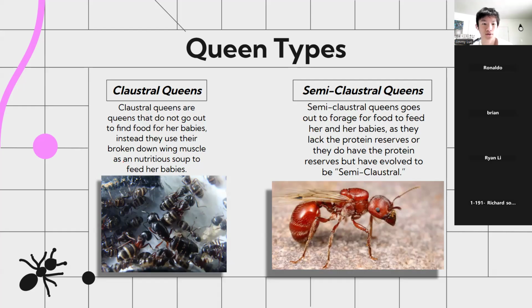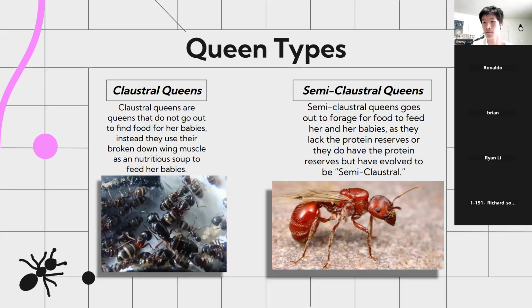So that's basically how queen ants work, right? They don't go out to find food, and their wings, they also rip them off. And after they rip them off, they lay a bunch of eggs, and that's how they feed their eggs. They feed their eggs by using their wing muscles. And it's not to be confused with their actual wings. They don't feed their actual wings to their babies.